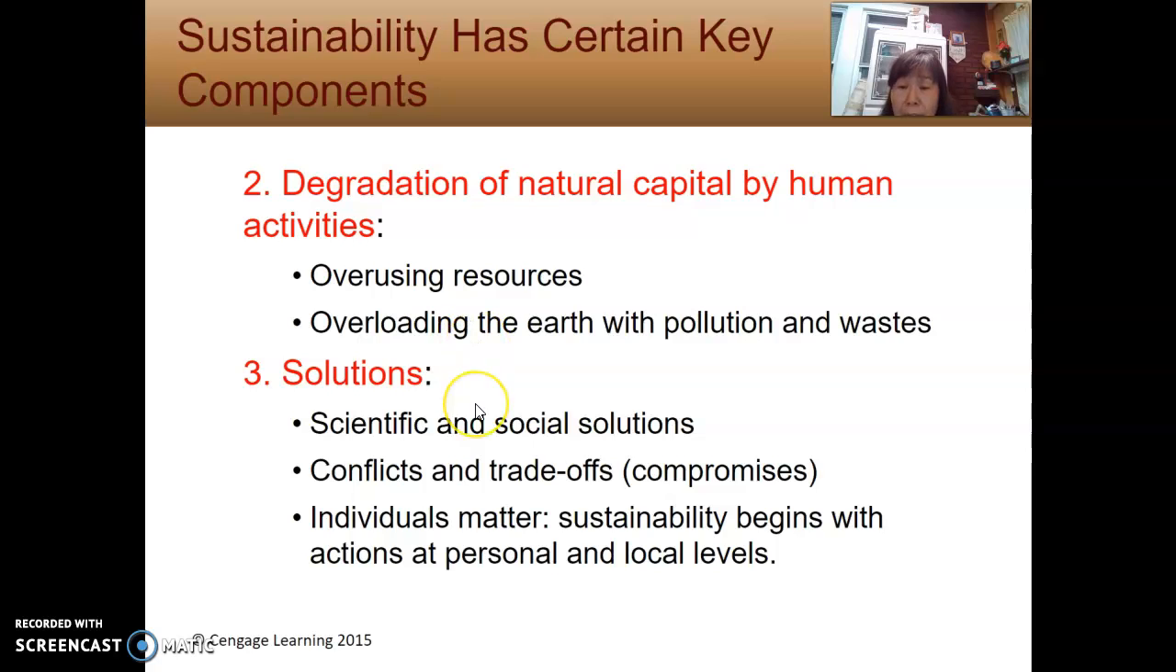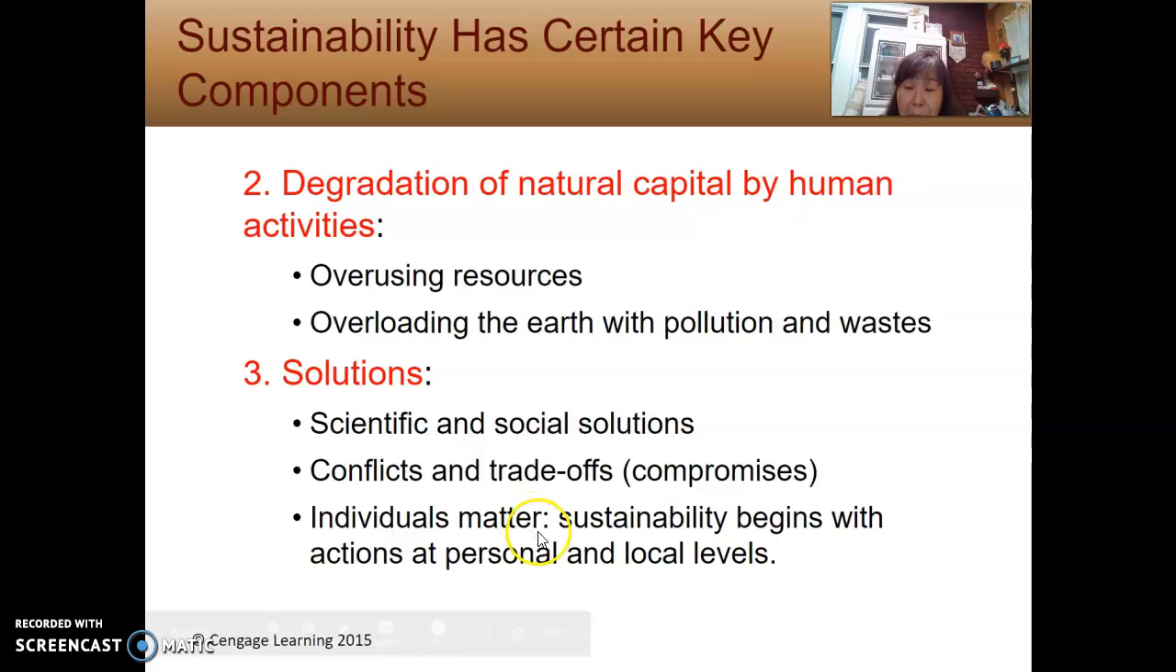And then we need looking for solutions. We're looking for scientific solutions. We're looking for social solutions. And then we're looking for conflicts, and then how we can make trade-offs, which means compromises.